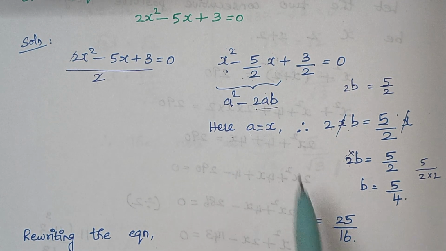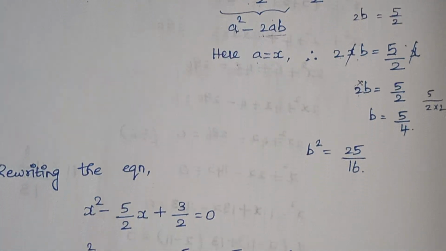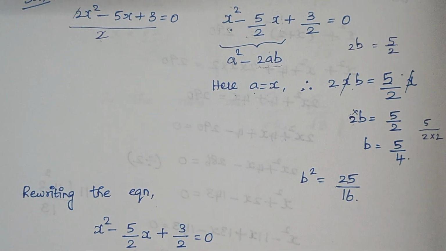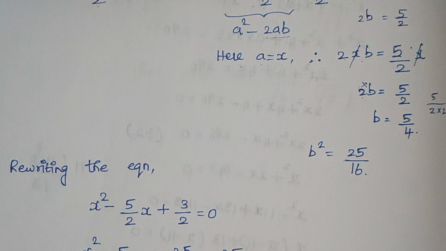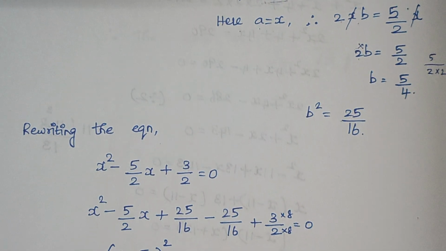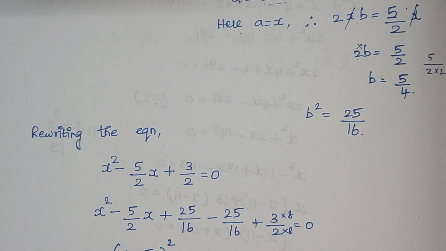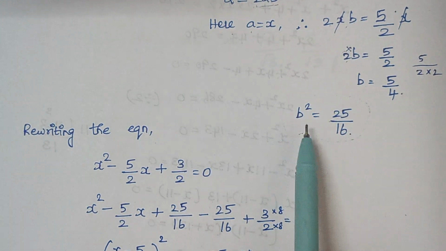Now we are going to rewrite this equation. So watch this carefully. You see this is our equation, so just write it down. X square minus 5 by 2x plus 3 by 2 equal to 0. Now we are going to rewrite this equation. How are we going to rewrite? You see, now we have calculated the value of b square.